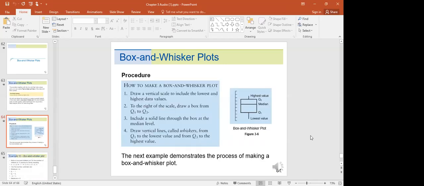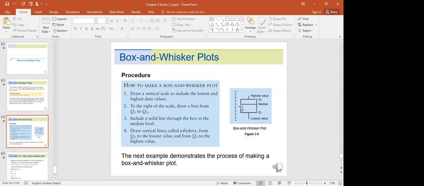This 5-number summary can be used to construct a box and whisker plot. The box and whisker plot consists of making a graph, as you can see on the PowerPoint. Starting from the lowest value, you get to Q1, the median, Q3, and the highest value. This box is useful in identifying the nature of the distribution, whether it is symmetric or skewed to the left or skewed to the right.